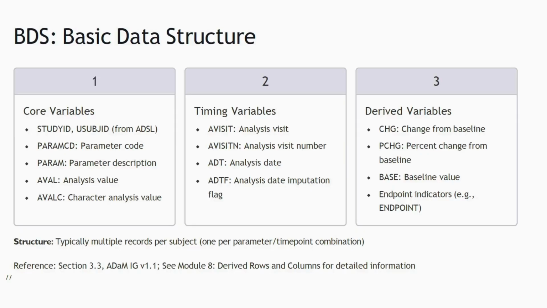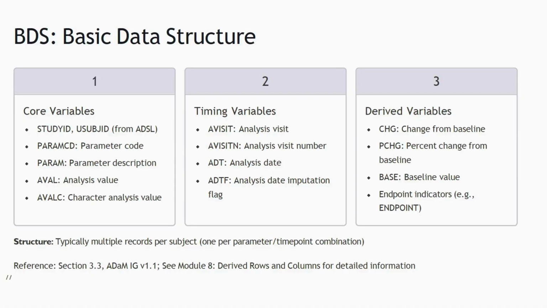It has the core variables: STUDYID and USUBJID, copied from ADSL; PARAMCD, the parameter code; PARAM, the parameter description; AVAL, the analysis value in numeric format; and AVALC, the character analysis value. Then the timing variables: AVISIT, analysis visit; AVISITN, the numeric format of analysis visit; analysis date; and imputation flag. Then the derived variables: change from baseline, percentage change from baseline, and endpoint indicators.